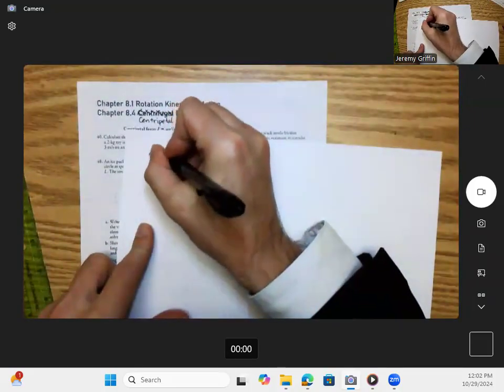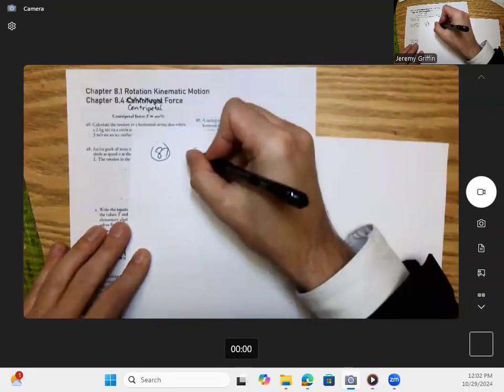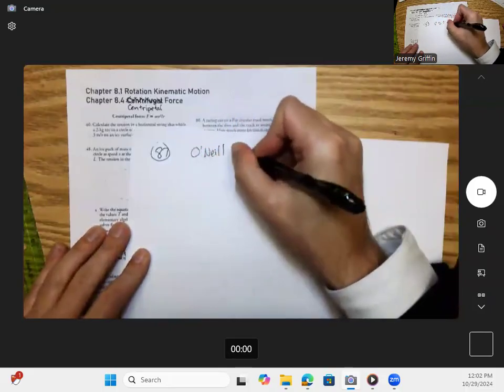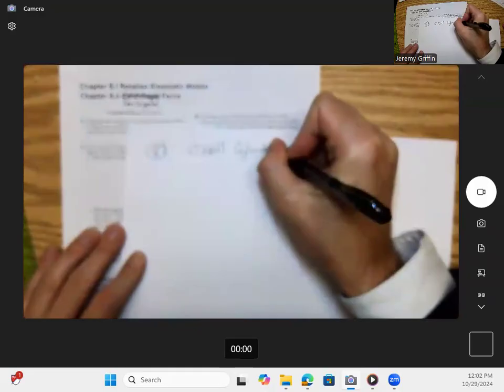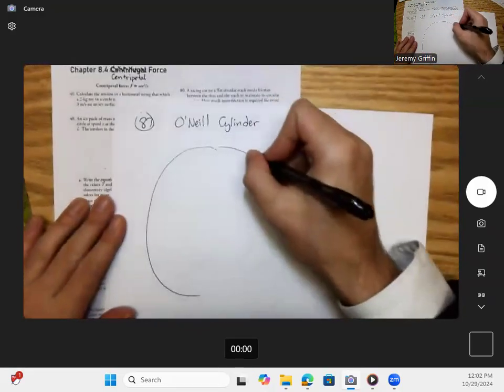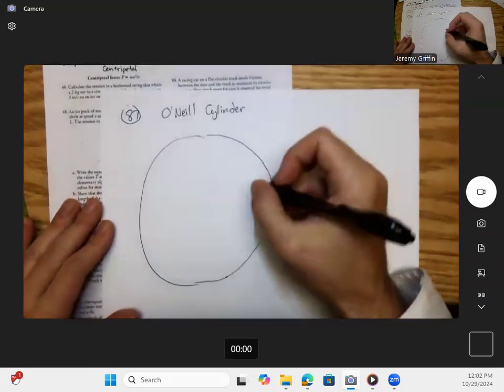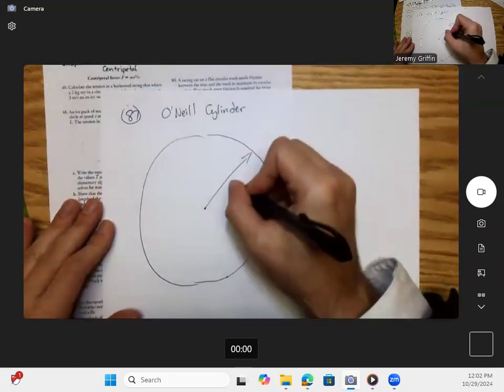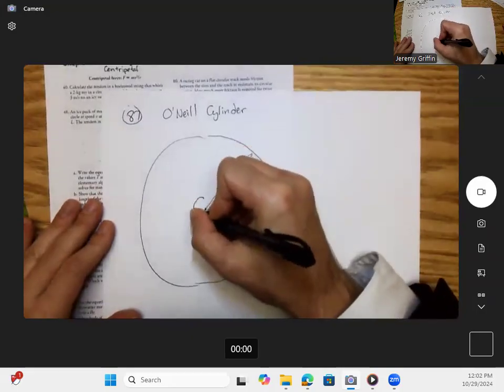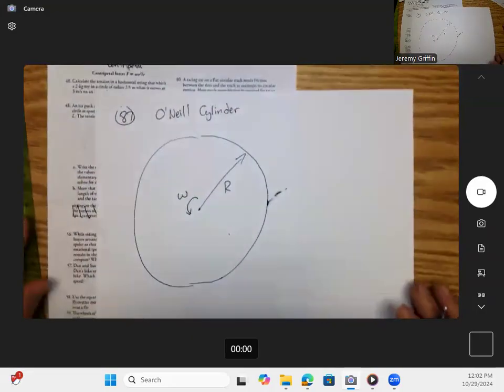So 87. Can you guys call this an O'Neill cylinder? Draw a big old picture. And then, guys, if you're walking around this O'Neill cylinder, it's got some radius R. I guess it's rotating around. I'll call this omega, maybe something like that. Guys, where are you walking? Can you draw a stick figure to show where you're walking? You're walking around on the floor. Which floor are you walking on? Can you guys draw a stick figure? I want to see where you put a stick figure in your picture.